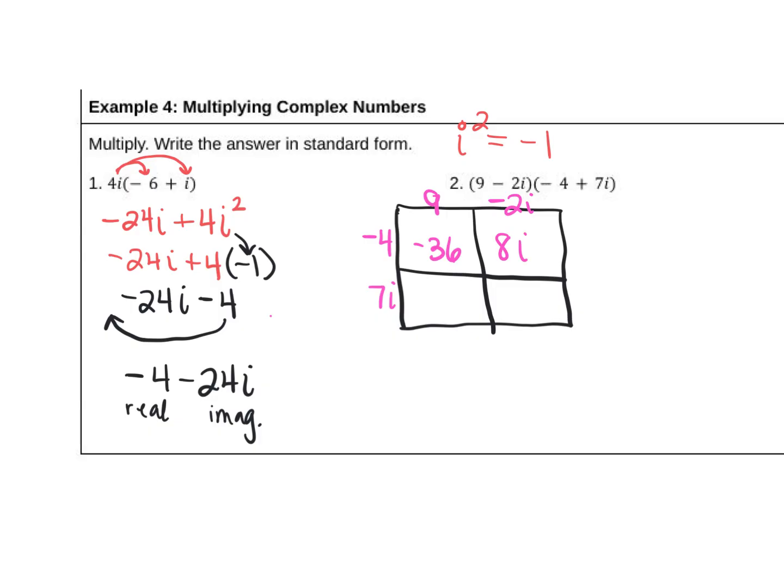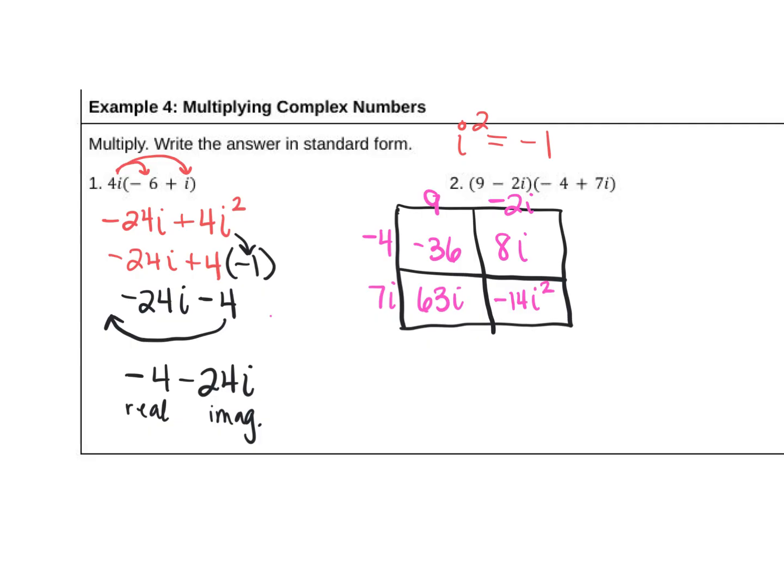7i times 9. What's 7 times 9? 63. Thank you. 63i. And what's 7i times negative 2i? Negative 14. And then we've got the i squared, because once we do our switcheroo, it's going to change that negative 14. Yep, it's going to be positive because we know i squared is the same as negative 1.